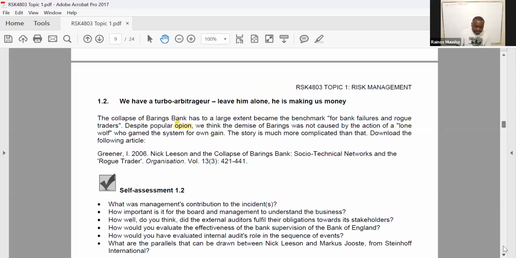Unit 1.2, they also give us the case study of Bearings Bank. And when you look at the case study of Bearings Bank, remember these case studies, go through them, but for RSK4803 we are not necessarily expecting a specific question to be asked based on Bearings Bank. If there is, what they will do, they will give you a case study, and then after giving you a case study, you analyze that company as well.